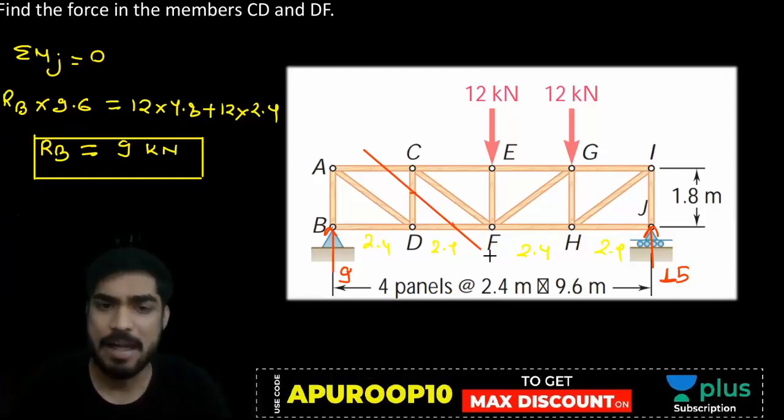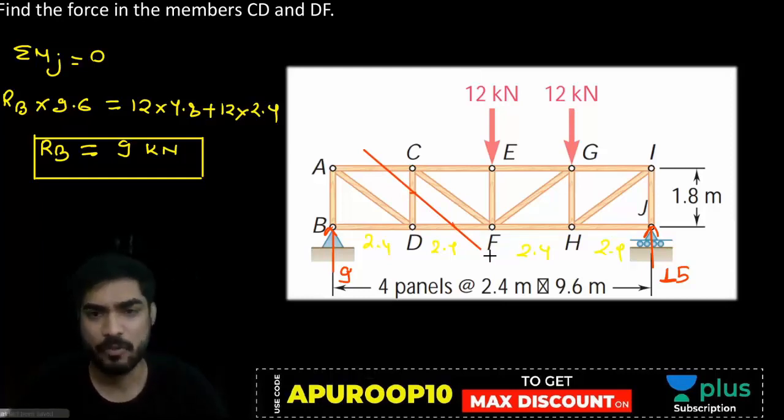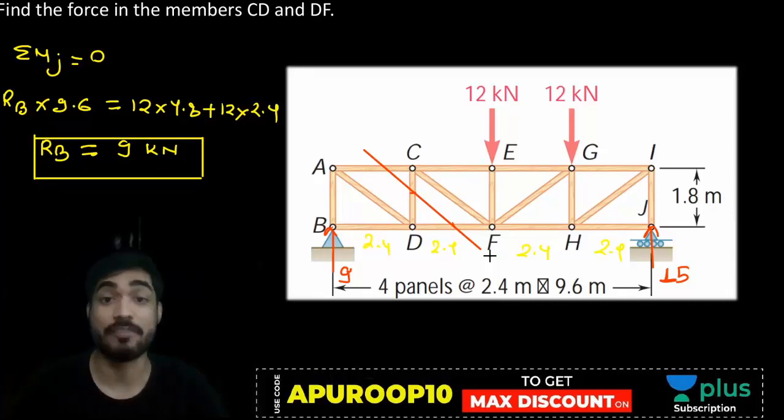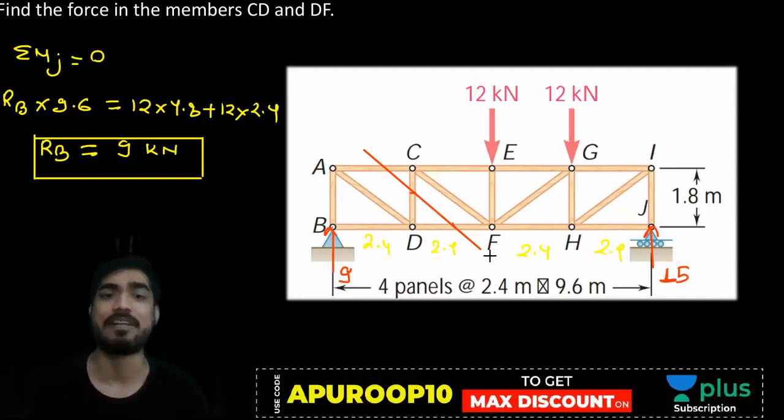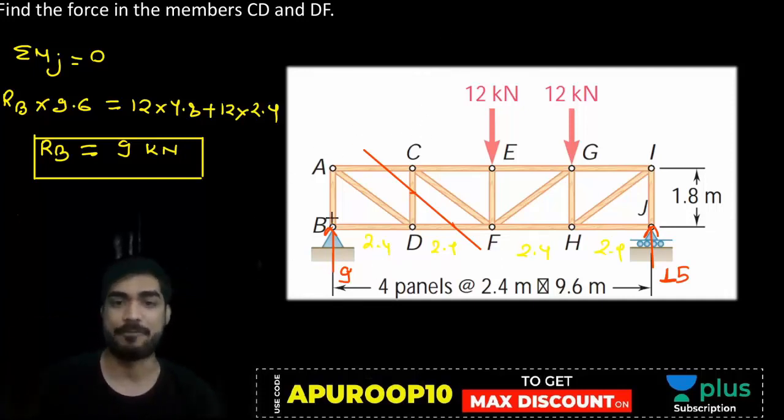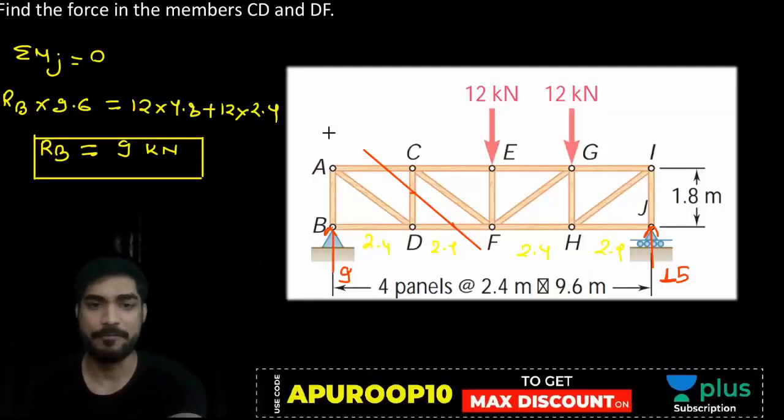Now I can draw the left part or I can draw the right part. Which one will be easier? The left part looks simple. The left part will be easier to draw and easier to solve. So let's consider the left part. Cut it like this and consider the left part. First, let's draw the left part.